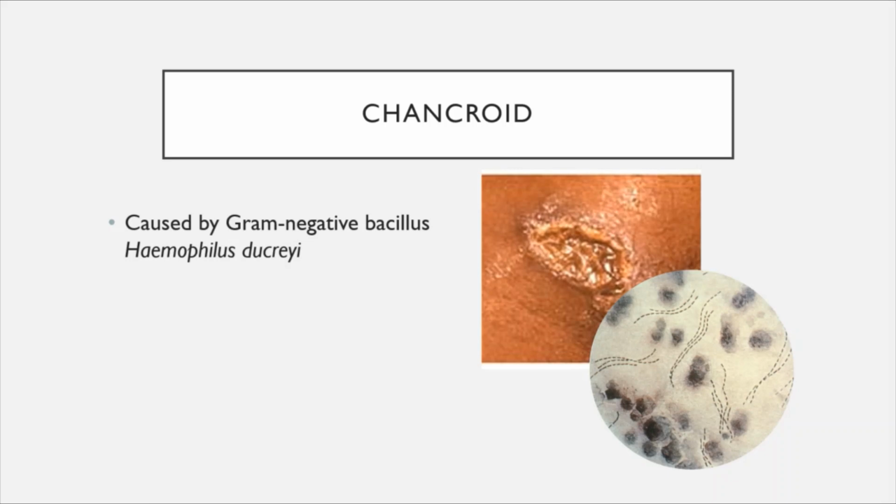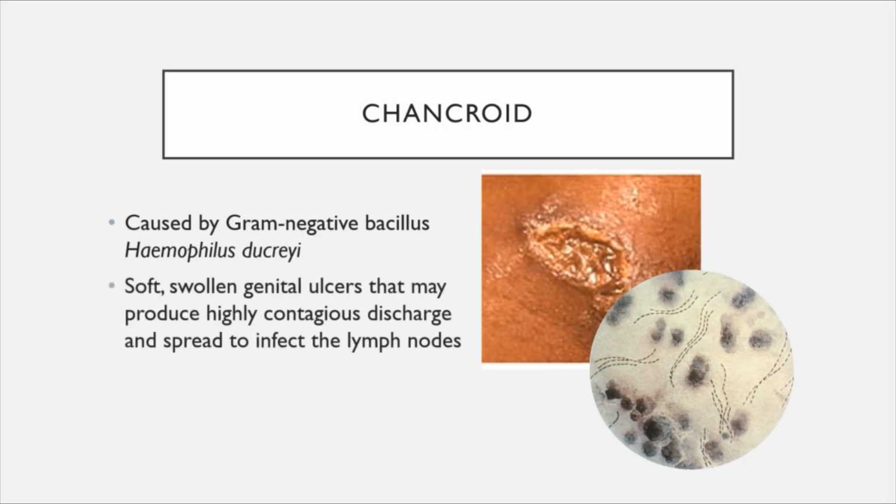The next bacterial disease that we have is chancroid. This is caused by a gram-negative bacillus-shaped bacterium called Haemophilus ducreyi. As you can see, the bacilli are arranged in chains down here. And this infection presents as soft, swollen genital ulcers that may produce highly contagious discharge and also spread to infect the lymph nodes, which causes swelling in the lymph nodes around the groin. This disease is common in tropical regions, especially in Africa, Asia, and the Caribbean.